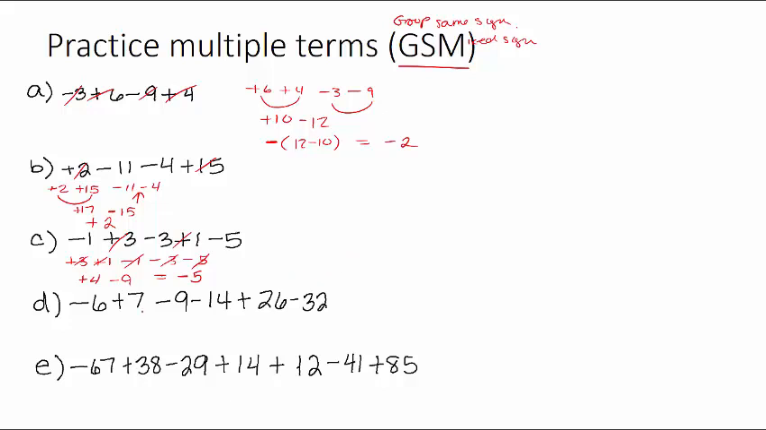For D, let's rewrite this, grouping positives and negatives together. So we have positive 7, positive 26, negative 6, negative 9, negative 14, and negative 32. All right, now let's add 26 plus 7 is 33.